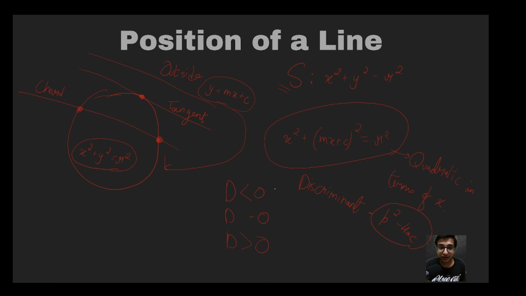So from here we can find out whether the line lies entirely outside the circle, or it lies as a tangent to the circle, or it lies as a chord to the circle. So this is how we find out the position of our straight line with respect to a circle. Again, an important thing you need to remember. Of course, there is another way as well of finding out the position of a line. So this was the most basic one.